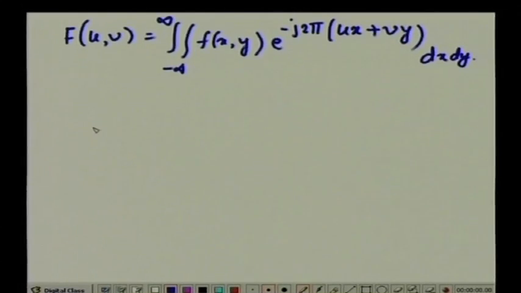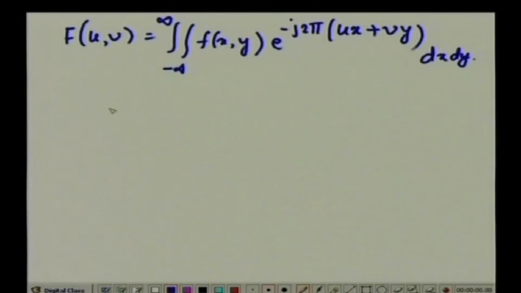Now, in our case, this f(x,y) is equal to a constant, which is equal to A, as long as x lies between 0 to capital X and y is in between 0 to capital Y. And outside this region, the value of f(x,y) is equal to 0. So, we can break this particular integral in this form. This will be same as capital A, then take the integration over x, which will be e to the power minus j 2 pi u x dx.